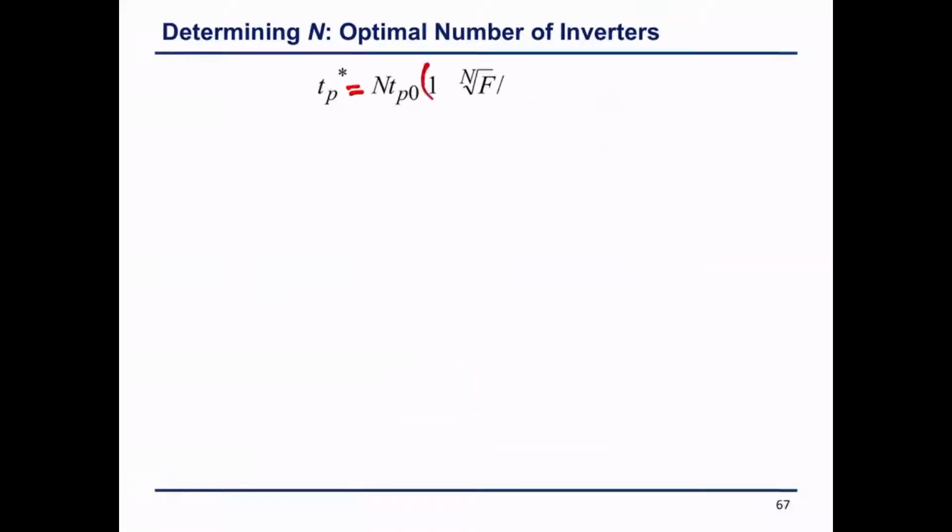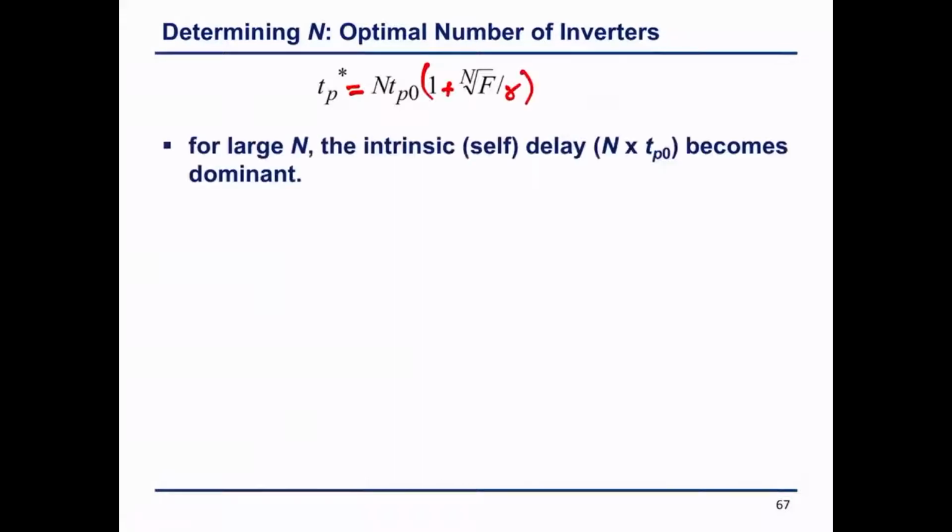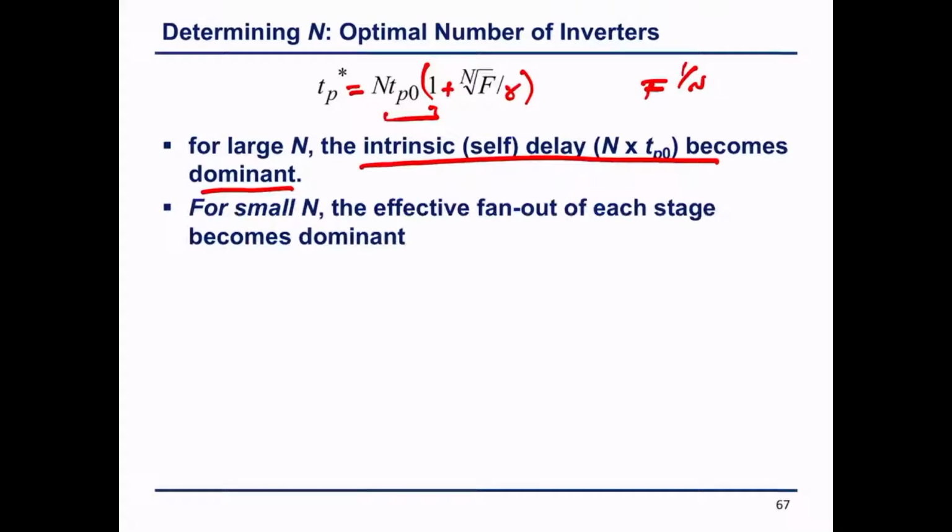Since the delay is n TP0 into 1 plus nth root of F over gamma, what we can guess is that for large n, what happens to F to the power 1 over n? It goes away, since the nth root of F for very large n tends to 1. So for large n, the intrinsic delay becomes dominant, because F to the 1 over n is very small. For small n, the effective fan-out becomes dominant, because typically the capacitance is large and this term is large.